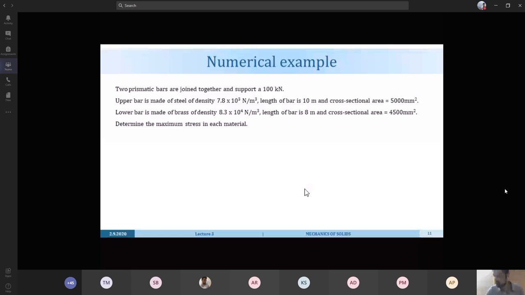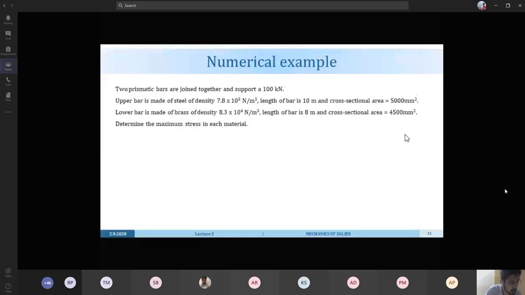So here, what's the time? Time is 12:11. Okay. Two prismatic bars are joined together and support a 100 kilonewton load. The upper bar is made of steel of density 10.8 into 10 raised to 3 Newton per meter cube. The length of the bar is 10 meter and the cross-sectional area is given. Similarly, there is another bar, and we need to find the maximum stress in each material.